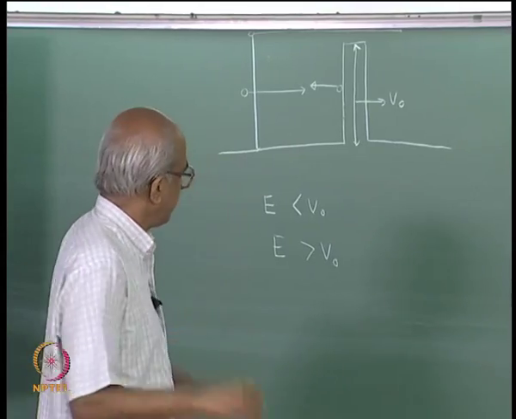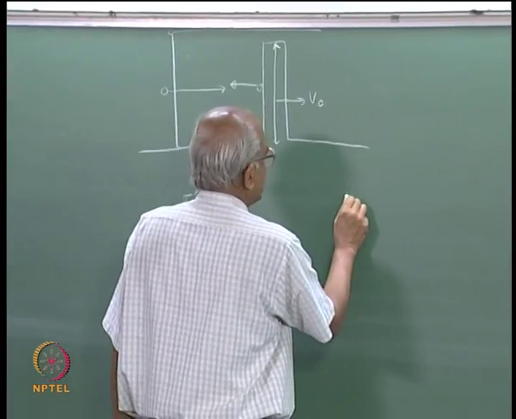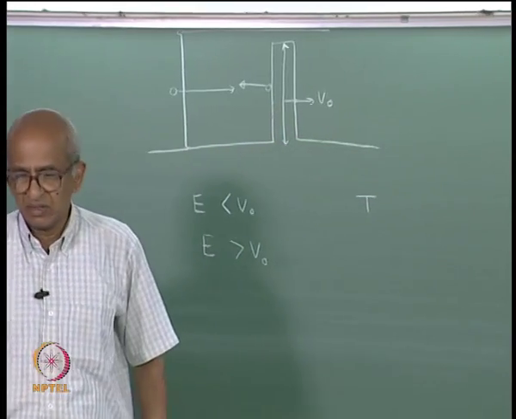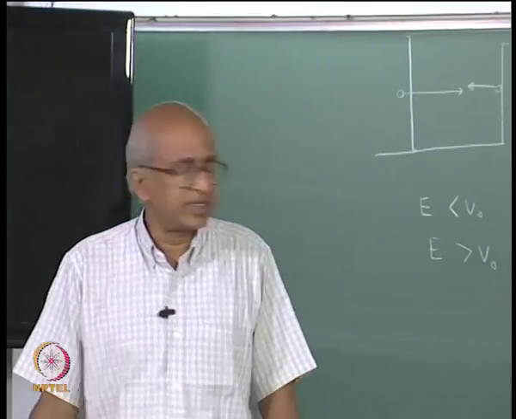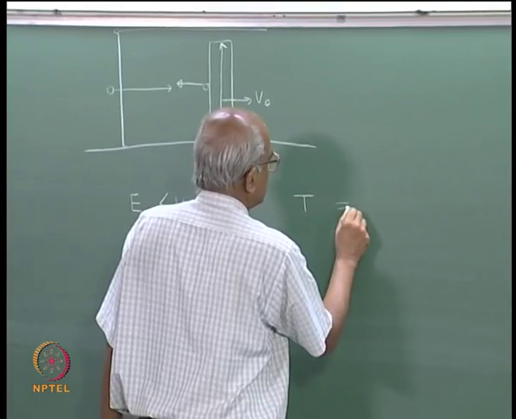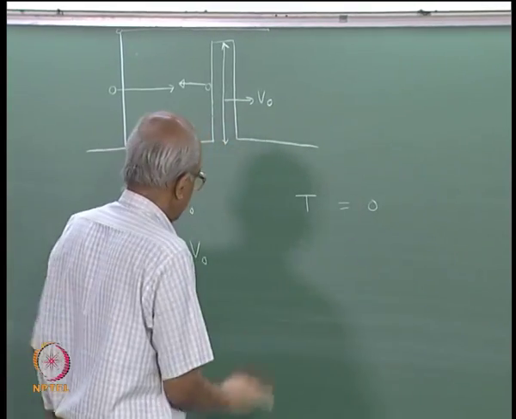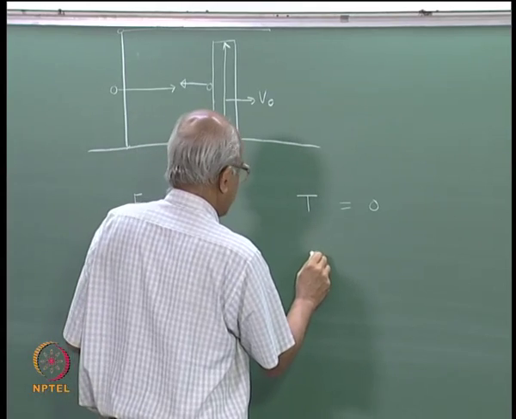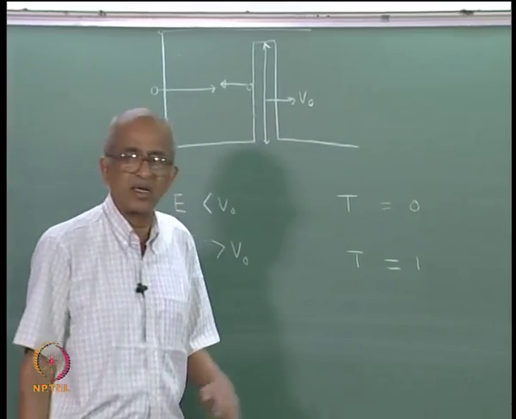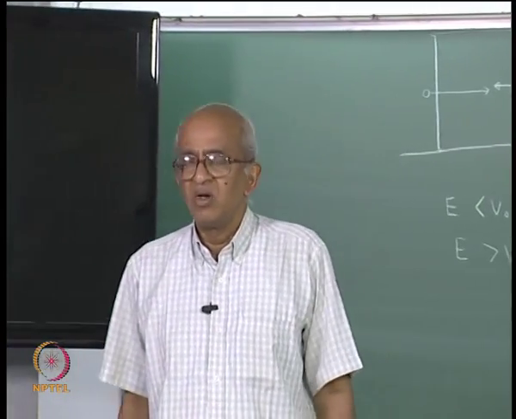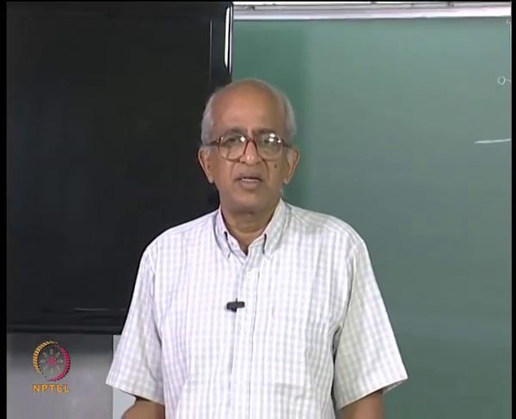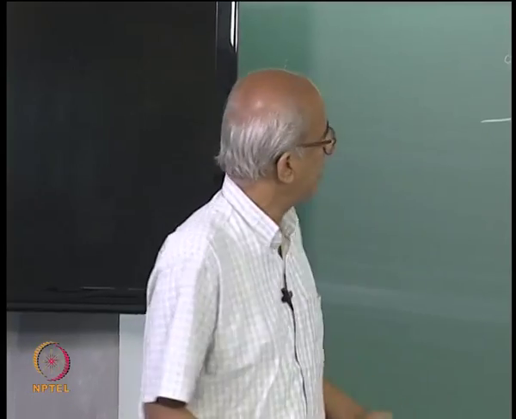And therefore, if you define something like a transmission factor or transmission probability, if you want, if E is less than V0, T will always be equal to 0, it will not pass through classically, while if E is greater than V0, T is equal to 1. So this is the classical result. But if you thought of a particle obeying quantum mechanics, then things are actually quite different.